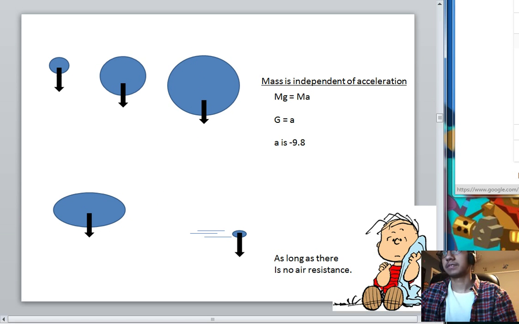So we have three main physics problems for this unit.